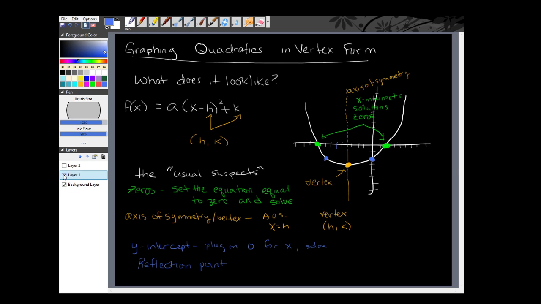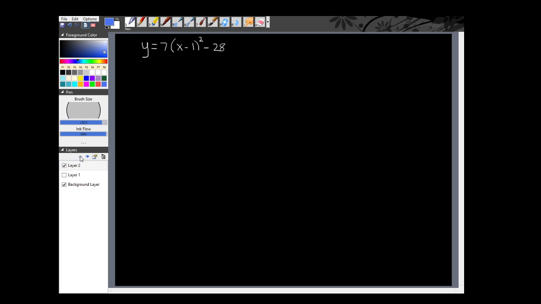So let's go ahead and let's look at an example. So here we are, we have something in vertex form. So let's start with our zeros. I tend to go through and actually find the values for each of our points before I graph it. So you'll see I have kind of like a checklist on the left-hand side of the screen. And then once I have all of my checklist, I go through and I graph it.